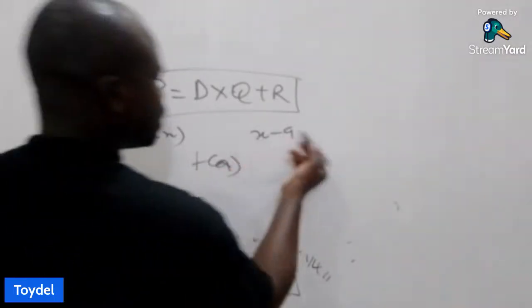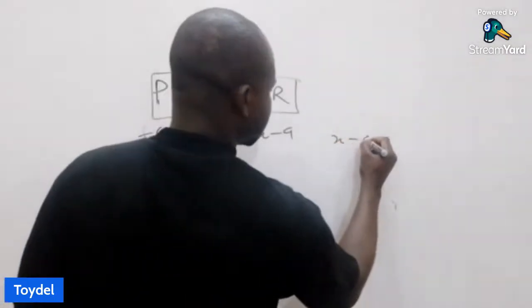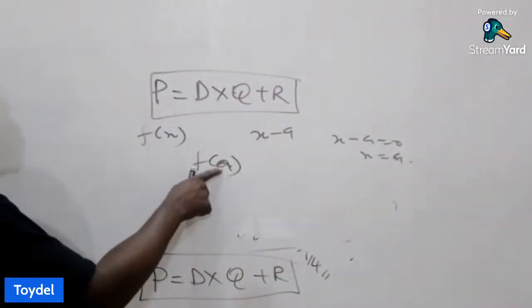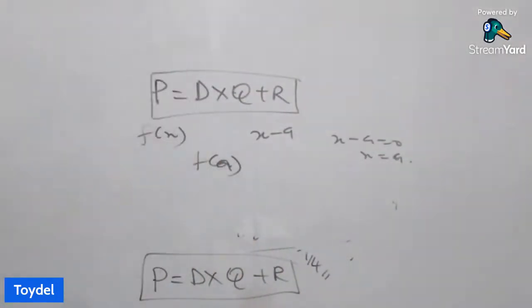That is, if you want to use anything to divide, just say x minus a equal to 0, x equal to a. By the time you substitute the value of x equal to a, the value that you are going to get will be the remainder to that problem. That is what the remainder theorem is just telling us.